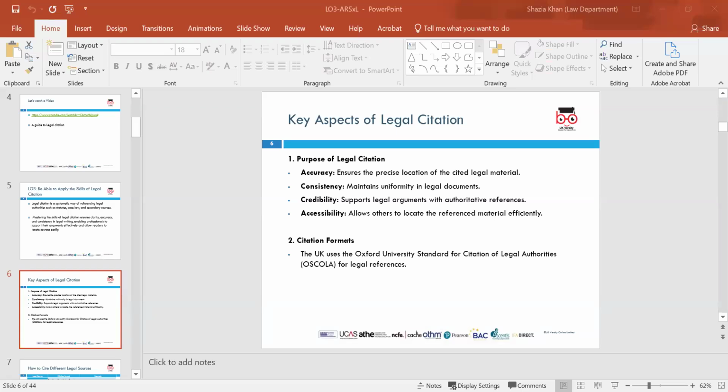documents, and credibility, so it supports the legal argument with authoritative references, and accessibility, so it's available to all and easy to locate. The citation format which the UK uses is, as we mentioned, the Oxford University Standard for Citation of Legal Authorities, or OSCOLA, for legal references.